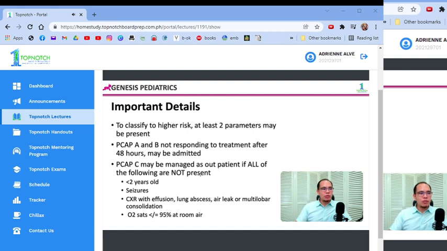So if none of these features are present, meaning not more than 2 parameters, no seizure, the X-ray has no effusion, no abscess, no consolidation, and the oxygen saturation is fine, even if it's PCAP C, technically, strictly speaking, you can manage it as outpatient. Okay? But for me personally, I admit my patients who are PCAP C. It's a bit riskier. But studies have shown that technically it's allowed. But when it comes to preference, personally, I admit PCAP C.